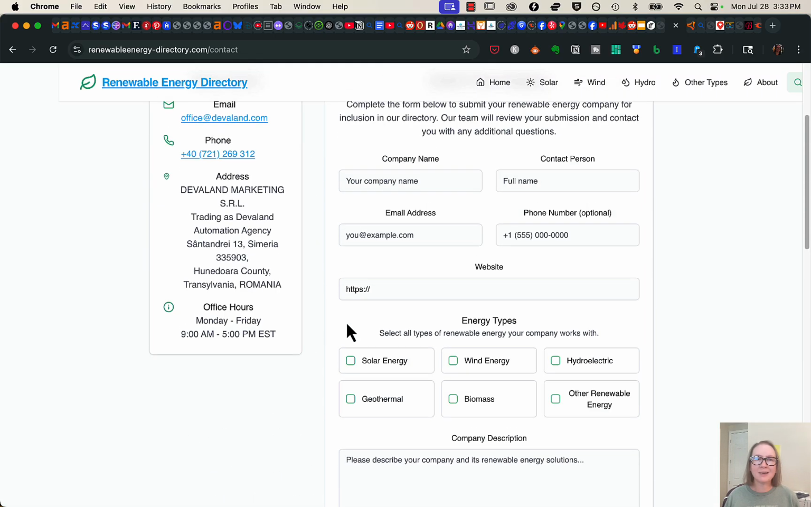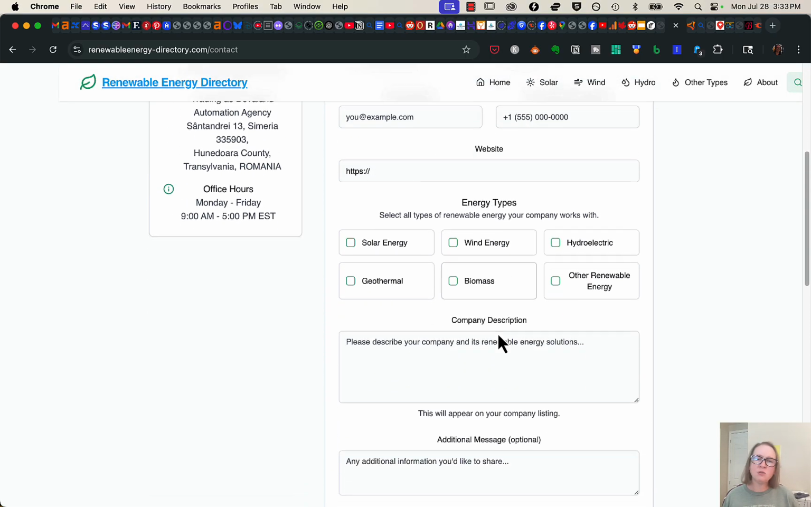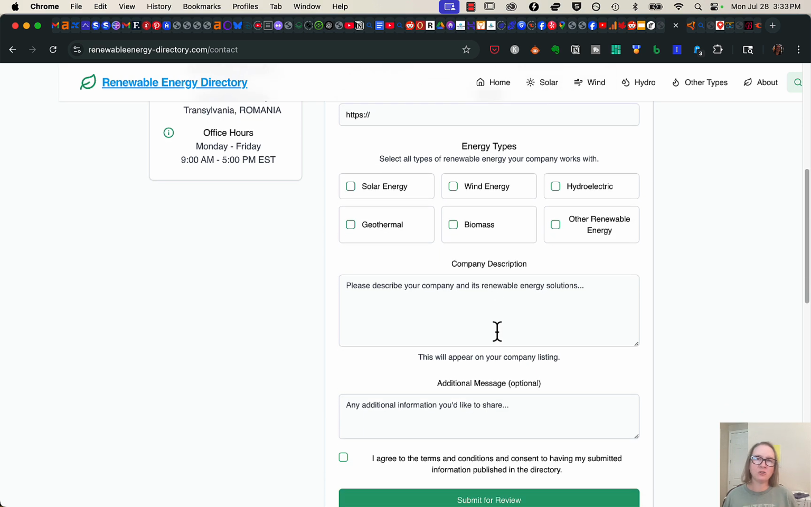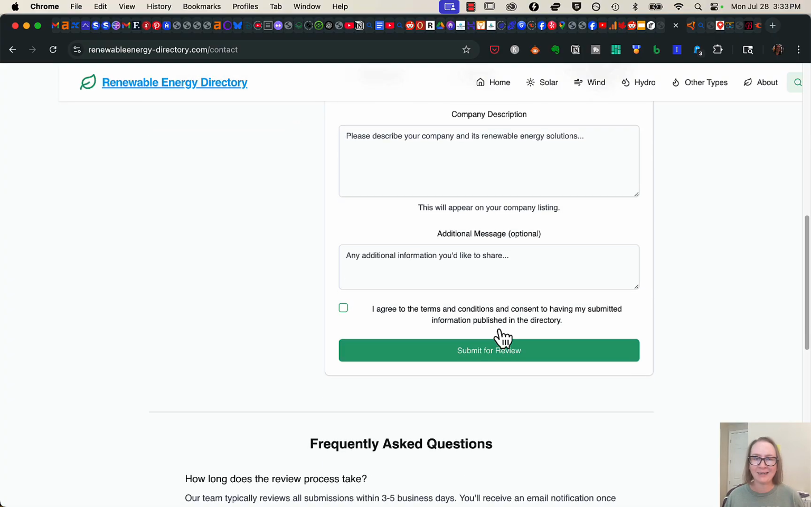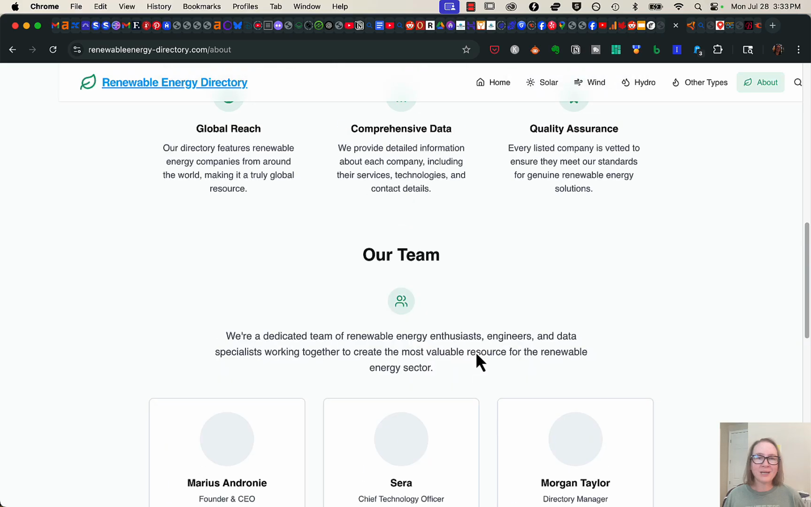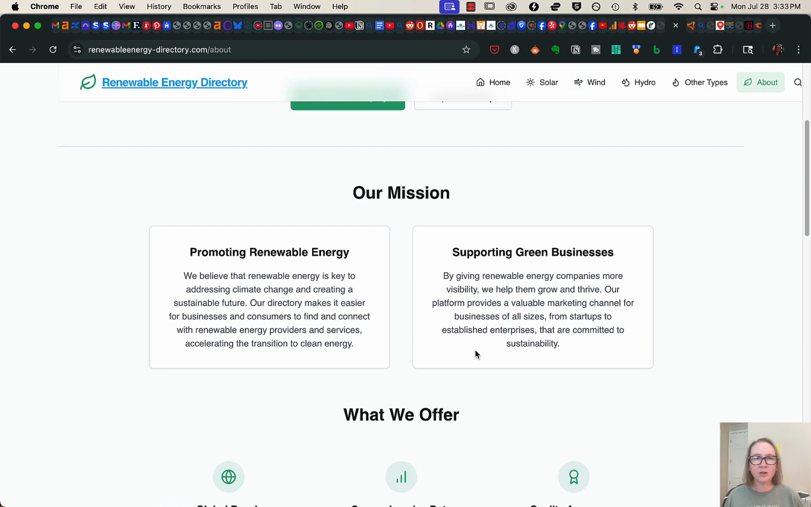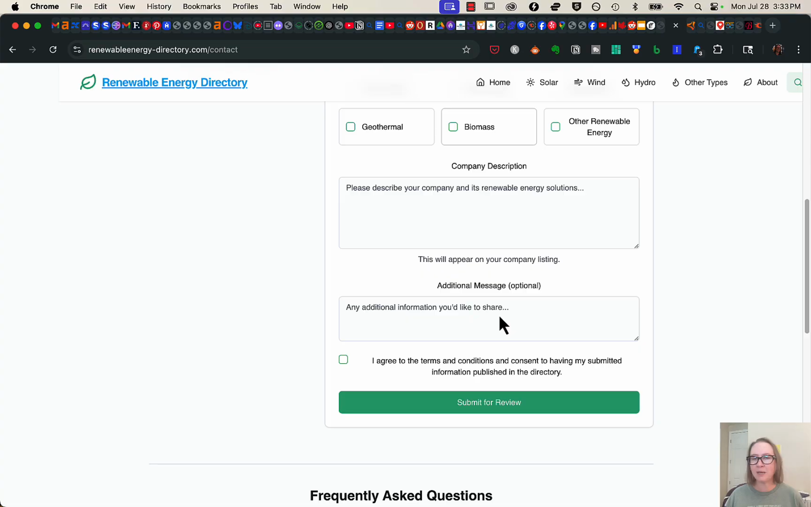I assume this is something that comes by email, because if you want to submit your site, you have to fill out this form. What is interesting to me about this form is it does not ask you if you want to upgrade your listing from free to premium, which is something I would definitely do if this was my site. You go to About This Directory. Again, there's not much information here. If you want to submit your company, you click on it, you're back to the same Contact Us page.